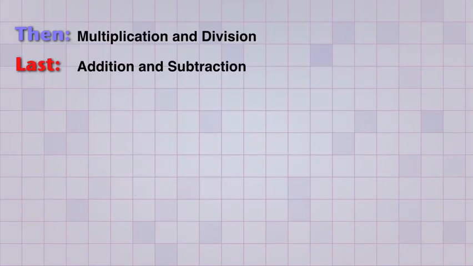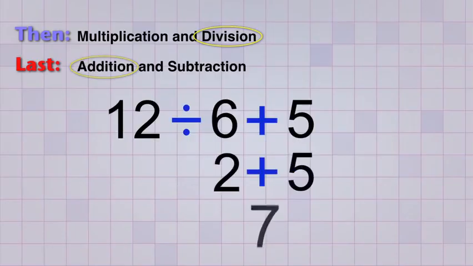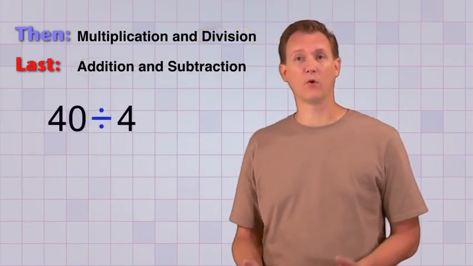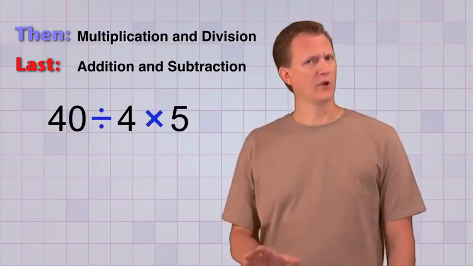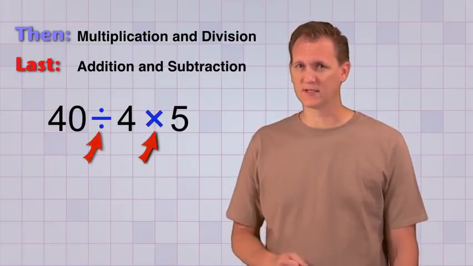And here's another problem. 12 divided by 6 plus 5. Again, our rules say to do the division before addition. So 12 divided by 6 equals 2, and then we add the 5 to get 7. And here's one last problem. 40 divided by 4 times 5. Which do we do first, the multiplication or division? Our rules don't tell us.